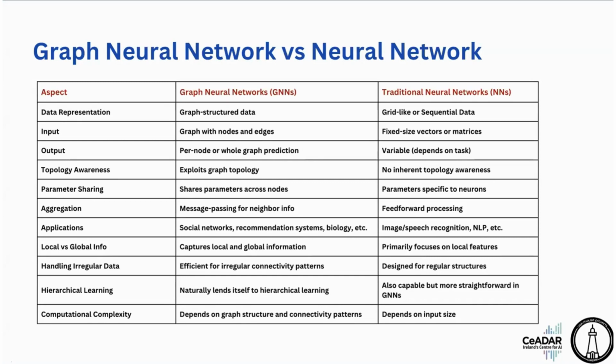The computation complexity of a graph neural network is completely based on graph structured data and its connected patterns. Unlike in a traditional neural network, it is completely based on input size of the data. Either it can be a structured format, or in MB size, or a GB size also.